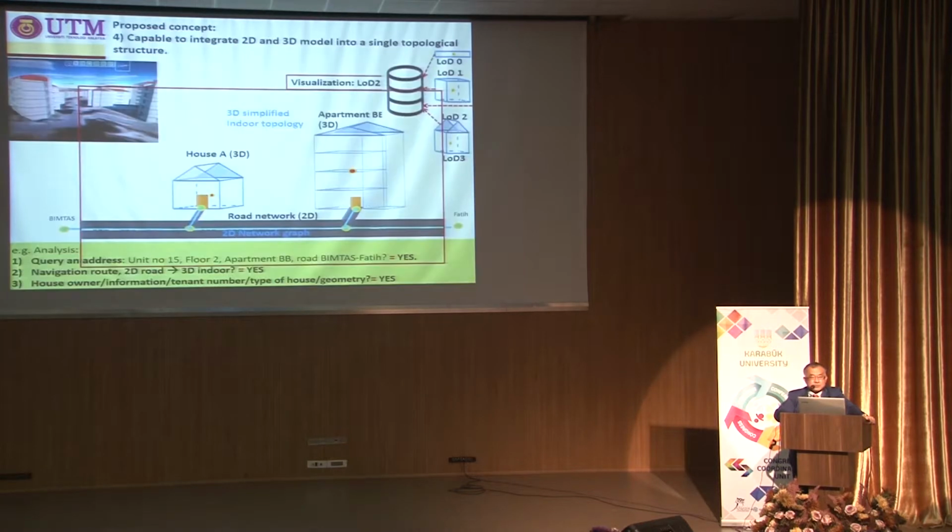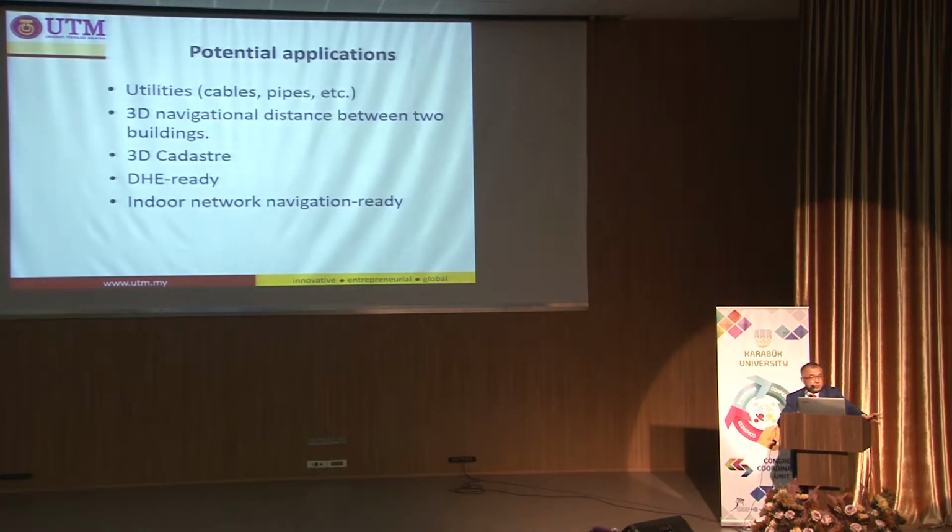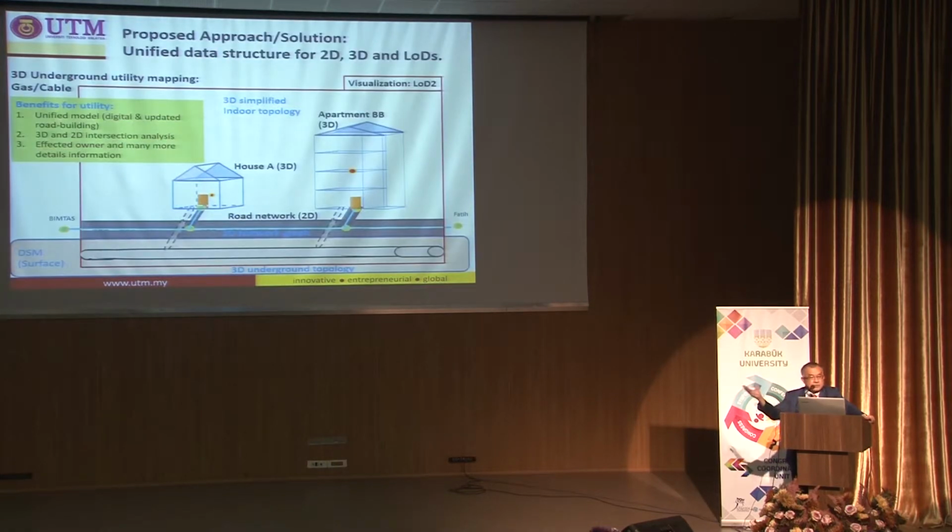And then, so this is the overall view of our concept when it comes to 2D and 3D unified data structure. This one can be extended into underground objects. For example, if you have utility or pipeline underground, it can be tested. So we're going to work with the Vintage very soon. The potential applications, for example, utilities, 3D navigation, 3D cadastral, and then of course indoor network navigation ready kind of application. These are things that I discussed with you a few minutes ago with the underground.